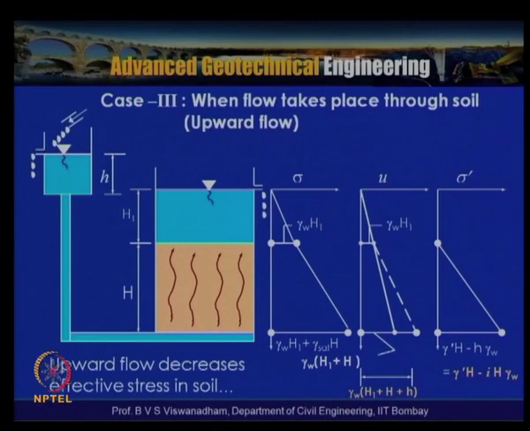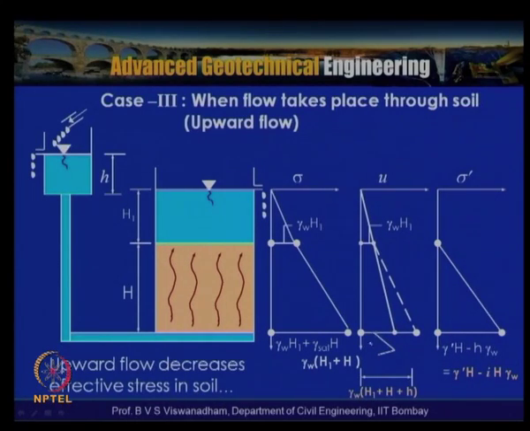Now, let us consider case 3, when the flow takes place through the soil upward, upward flow. That means that what we have done is that this limb has been taken above this water surface, and this level or head is maintained here. So, when these are connected, the water flows from this end to this end. So, this upward flow, if you look into this, decreases the effective stresses in the soil.